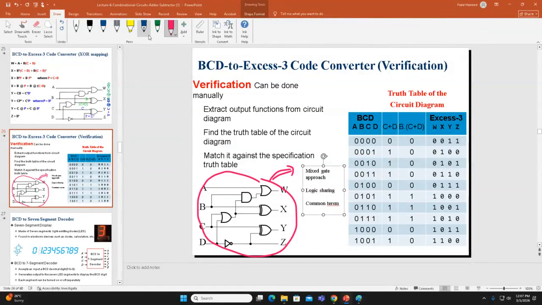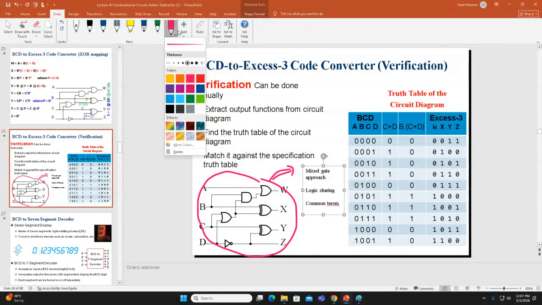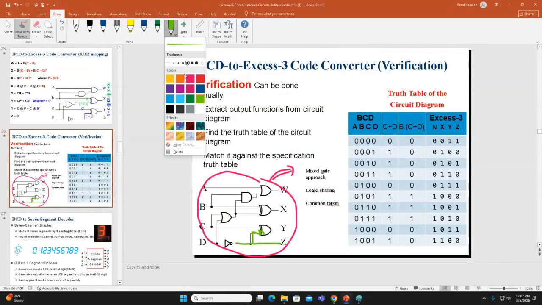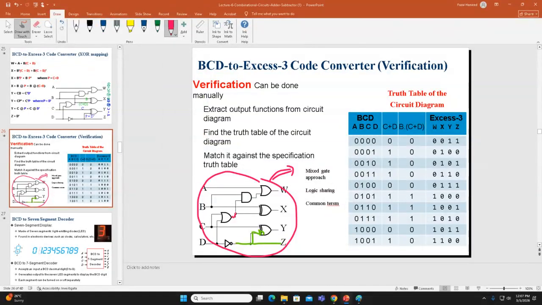So now you can see D bar is the common term. I can use red. So this is D bar, D bar is going here, and D bar is going here. So this is the common term. What is the other common term? The other common term is C plus D. C plus D is going here and C plus D is also going here. Any question? These are the common terms.